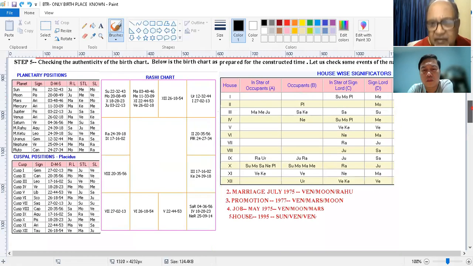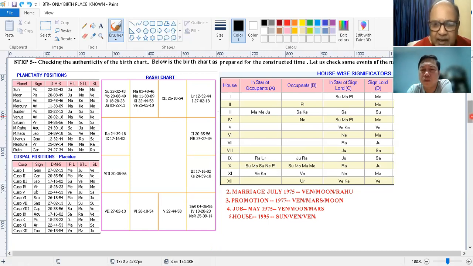I tallied the events. Marriage July 1975 during Venus Moon Rahu. You can reconcile it now. You can prepare this chart also; I've given the time, everything is there. Promotion in service 1977 during Venus Mars Moon. Job May 1975 Venus Moon Mars. He purchased a house in 1995 during Sun Venus Venus. All these events are tallying.